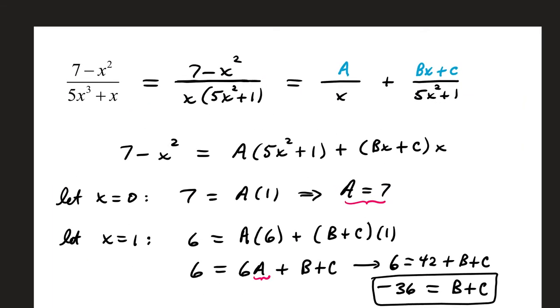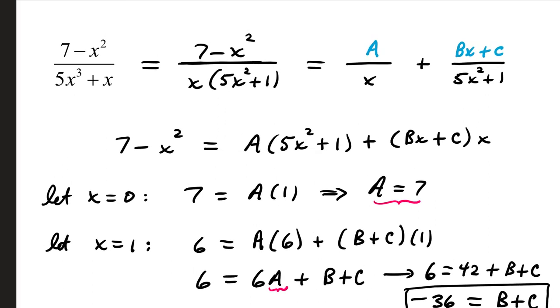In this last example, we have 7 minus x squared over 5x cubed plus x. This denominator, if we factor out an x, we have 5x squared plus 1 remaining. So this is the factored form of the original denominator. X is a linear factor, so its fraction will catch a constant numerator, because you always go 1 degree less. A quadratic denominator will have a linear numerator, an x term and a constant.